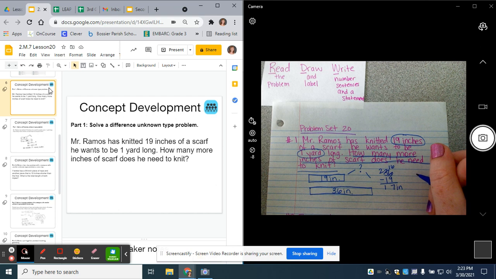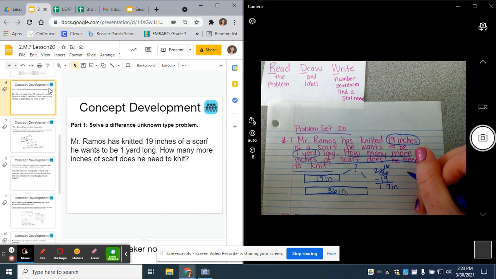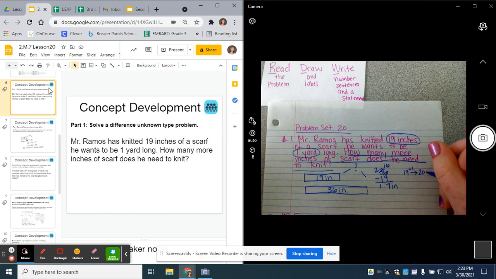And then there's another way. I could use the arrow way. I could start at 19. I could add 1 more to get 20. Then I could add 10 more to get 30. Then I can add 6 more to get 36. So, and if I add that together, 1 plus 10 plus 6, that gives me 17 inches also.